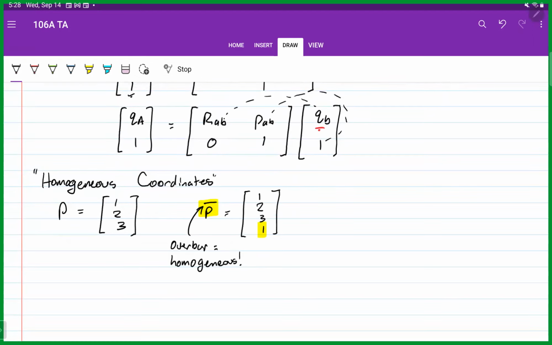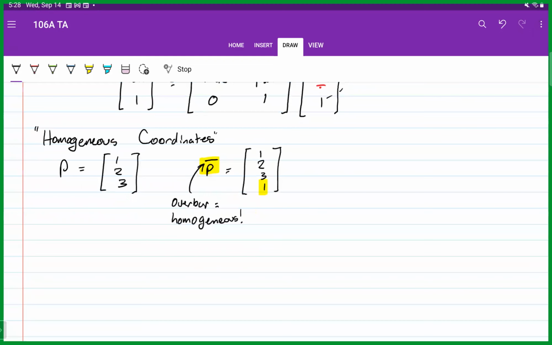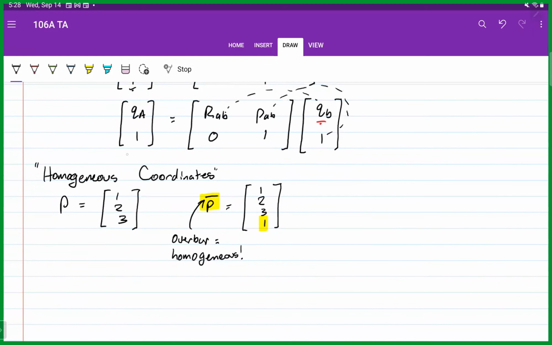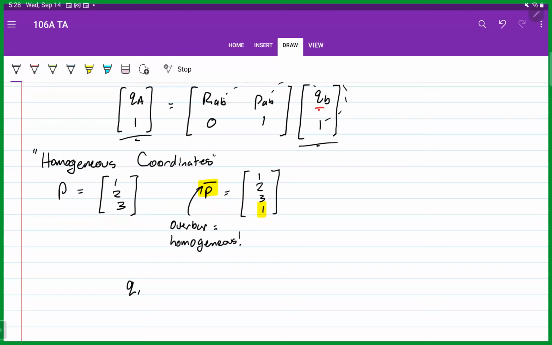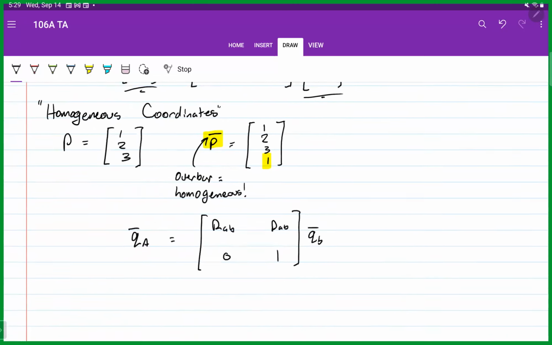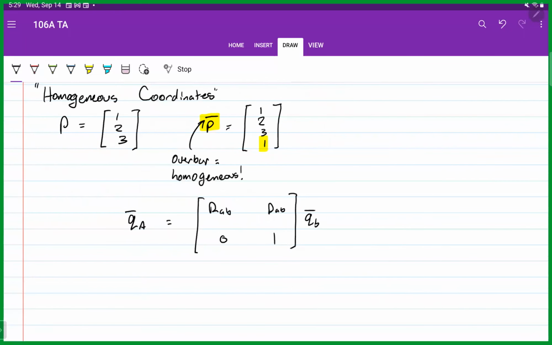Okay. All right, cool. So using this notation, let's just rewrite this real quick and just make sure we know what we're talking about. All right. So this is QA with a 1 underneath. So I'm going to call this QA bar on the left-hand side. And it's equal to this big matrix, right? RAB, PAB, 0, 1 times QB with a 1 underneath. All right. So that is QB bar. So what this matrix is doing in the middle is it's finding a map between QB in homogeneous coordinates and QA in homogeneous coordinates. All right, perfect.